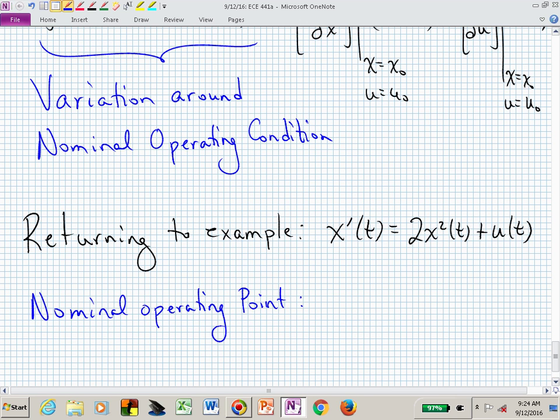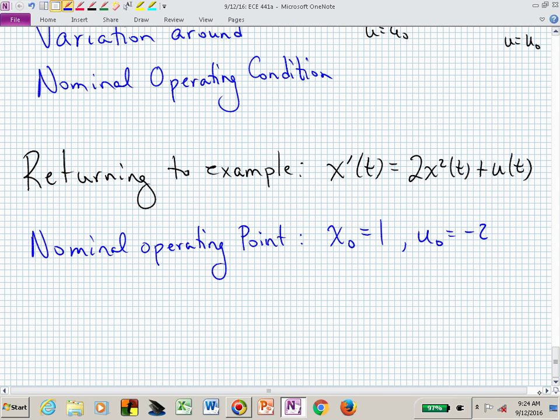A nominal operating point for this particular system could be x naught equal to 1 and u naught equal to minus 2. Where did that come from? We want that nominal operating point to satisfy that governing differential equation. That's our nominal operating trajectory, or our nominal equilibrium point, or our nominal operating condition.